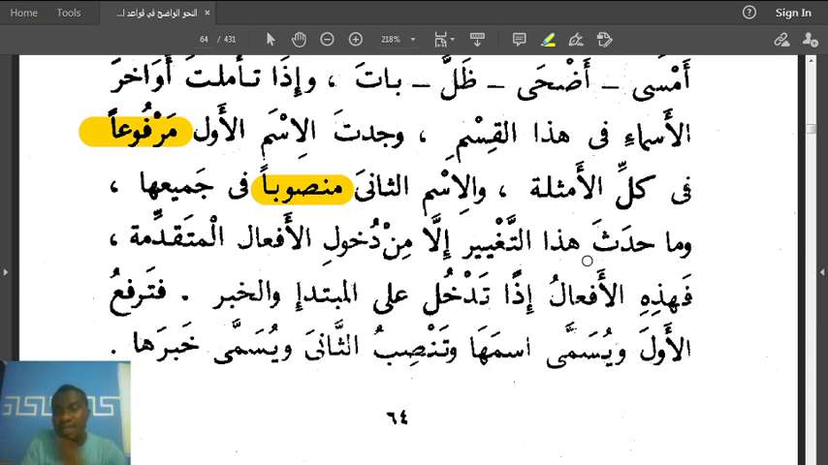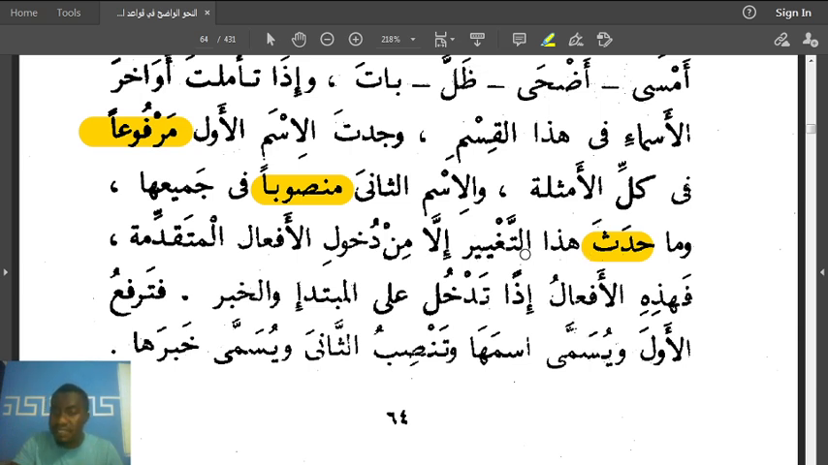وما حدث هذا التغيير, أي وما سبب هذا التغيير, what caused these changes or this change? No, what he is actually saying, وما حدث هذا التغيير إلا من دخول الأفعال المتقدمة. Okay, and these changes حدث بمعنى وقع أو حصل.